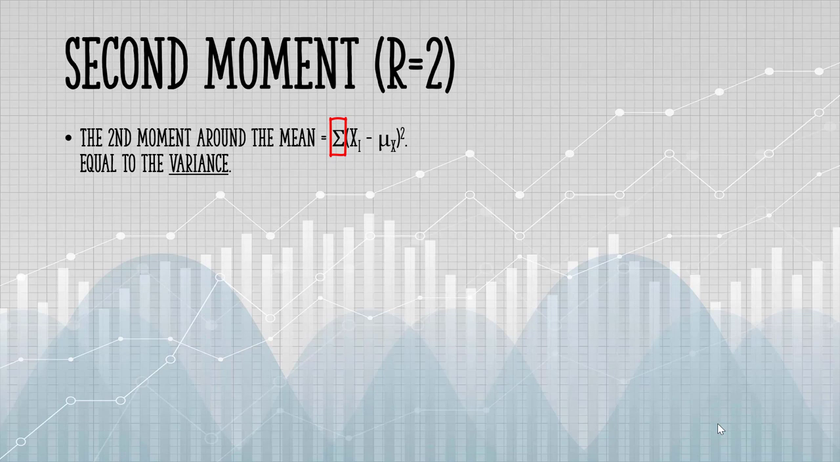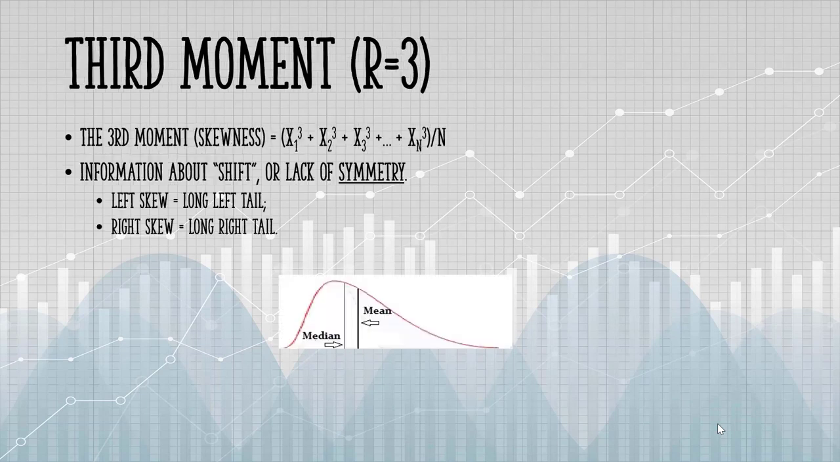In practice, only the first two moments are used in statistics, but you'll come across several more in physics. The third moment is skewness. You can see I've replaced r here with 3. Skewness gives you information about a distribution's shift or lack of symmetry. Distributions with a left skew have long left tails, and distributions with a right skew have long right tails.